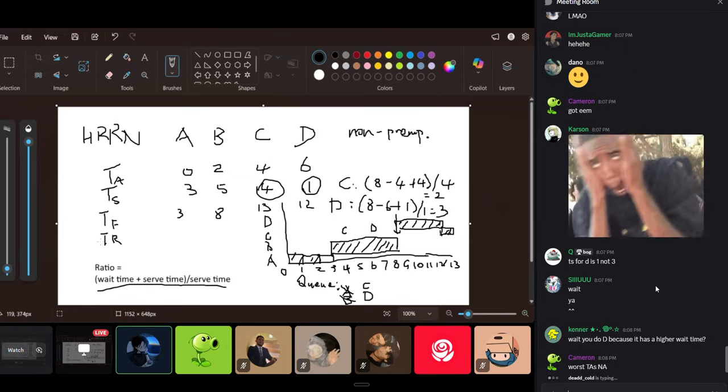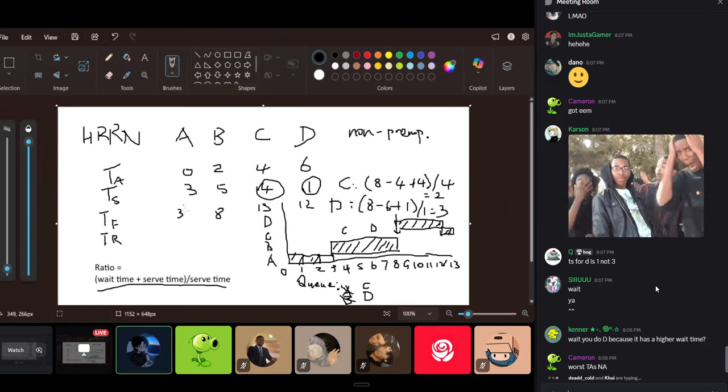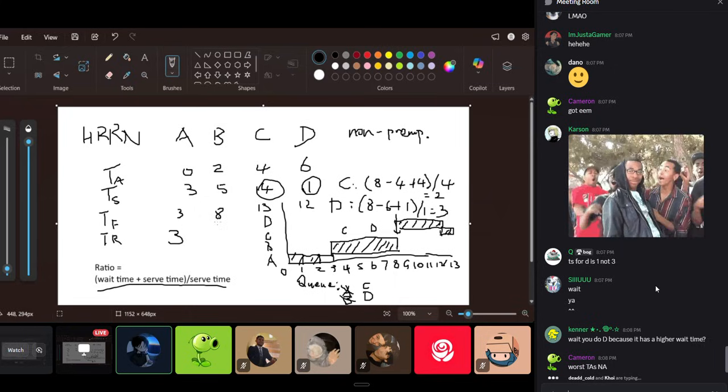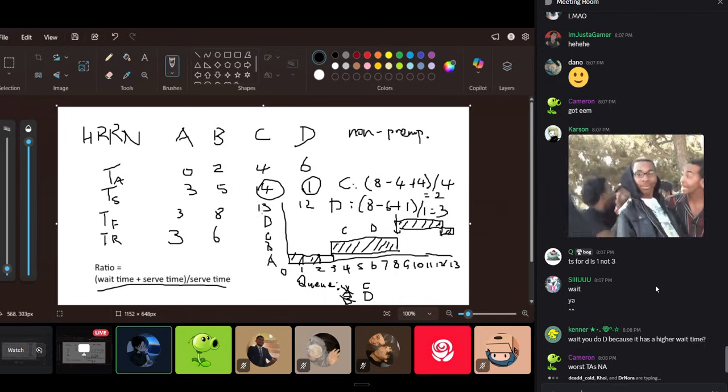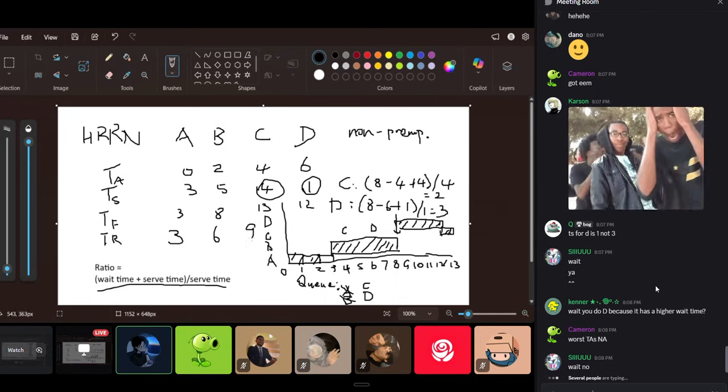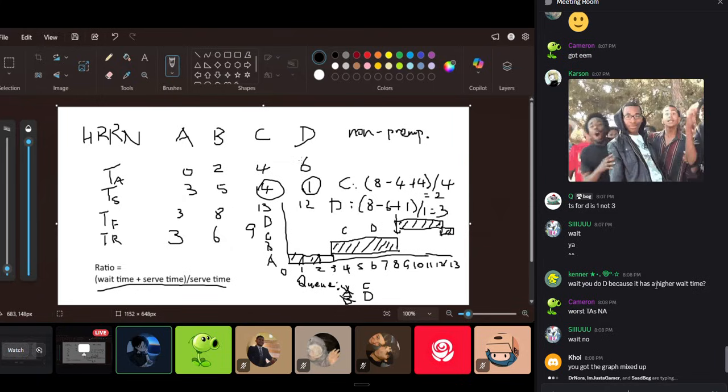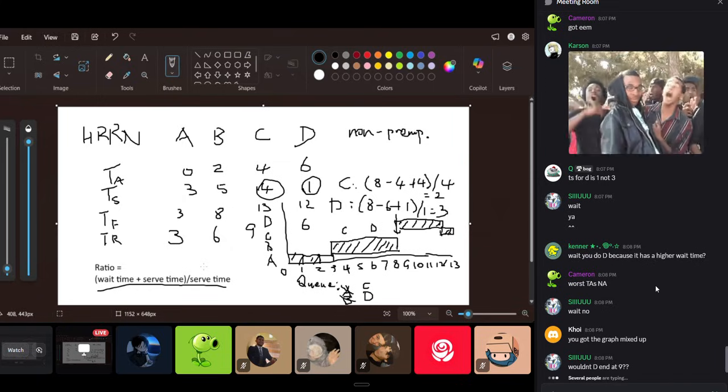Turnaround time, you really don't actually need this for the exam, but I'm just going to calculate it for fun. So 3 minus 0, this would be 3. 8 minus 2, which is 6, and 13 minus 4 is 9. I know the numbers are all over the place. I'm sorry, but 12 minus 6 is 6. And that's it.